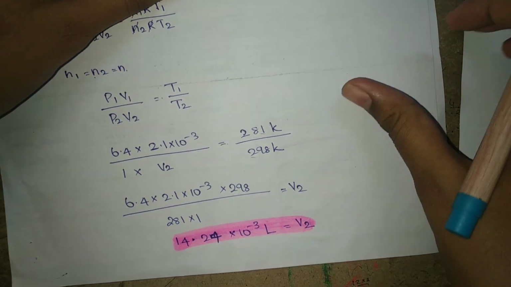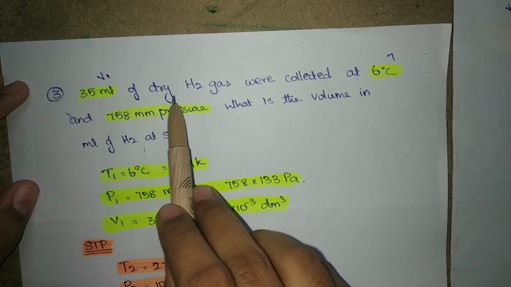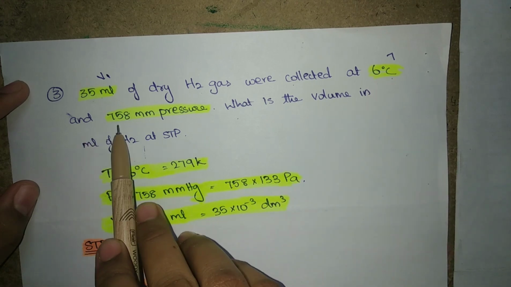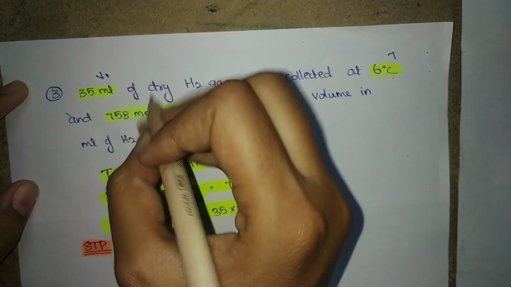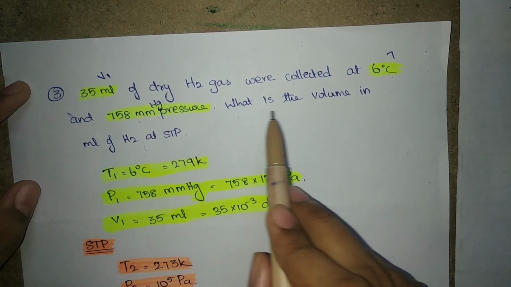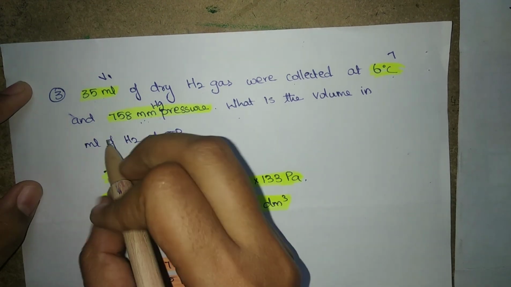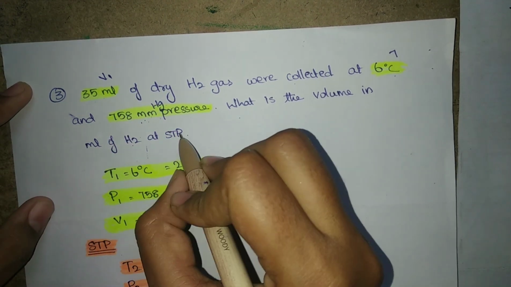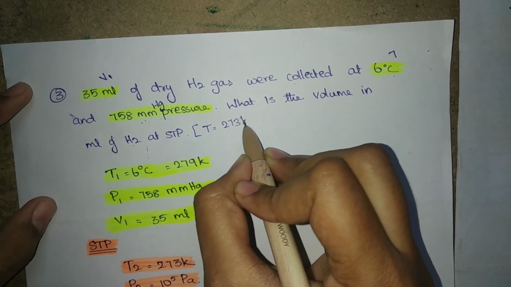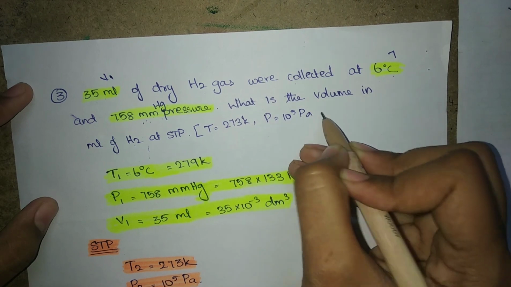So this is the second question. The question is: 35 ml of dry hydrogen gas were collected at 6 degrees Celsius and 758 millimeter Hg pressure. So this is the pressure, volume, temperature. What is the volume in ml of hydrogen at STP? STP means the temperature will be 273 Kelvin and the pressure will be 10 power 5 pascals.